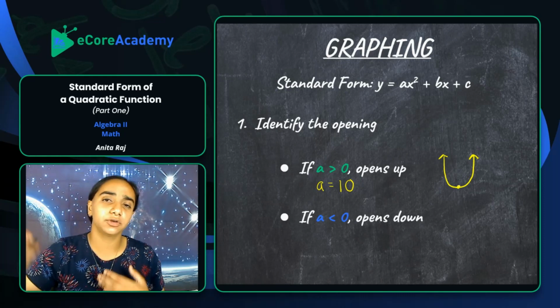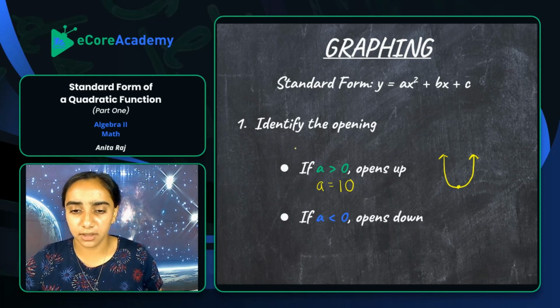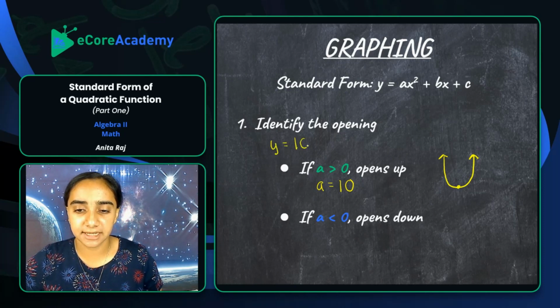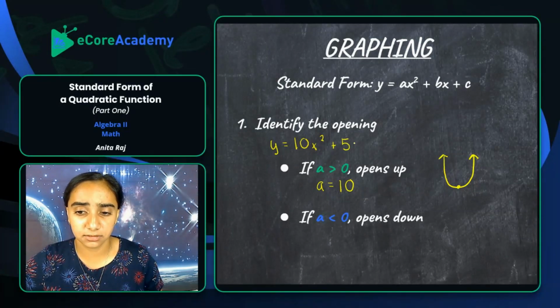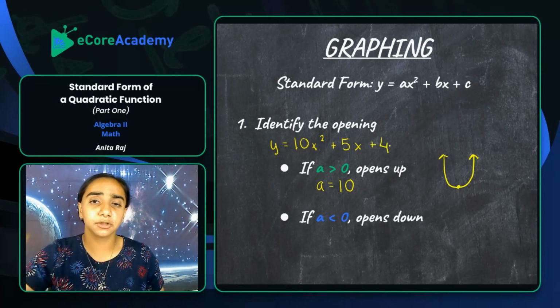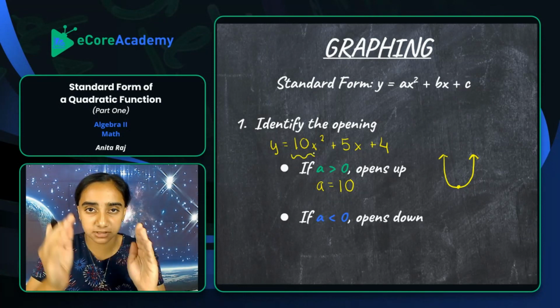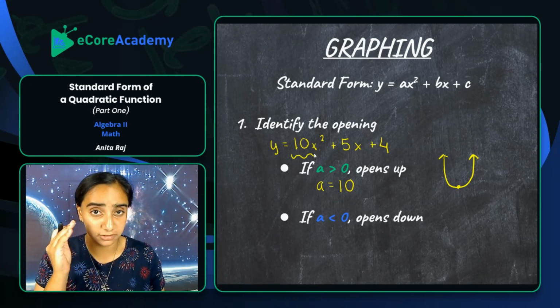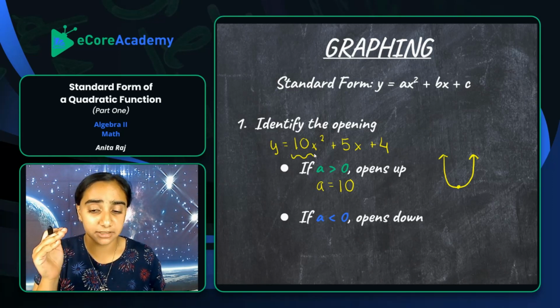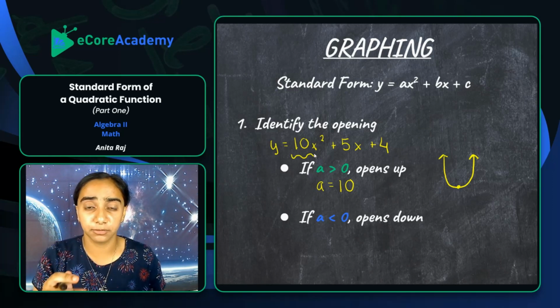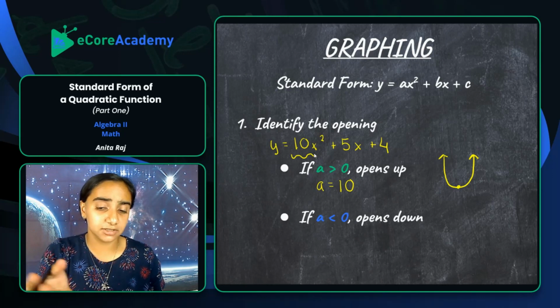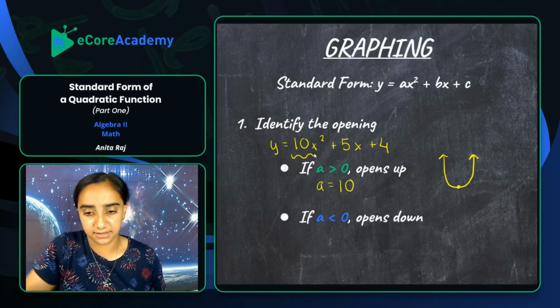Make sure when you're given a quadratic function in standard form, I'm just going to make up one. Let's say y equals, let's just use that 10x squared, plus 5x, I'm just going to make up a b term, plus 4, something like that. First, you want to look at this 10 right here, which is your A term. This is going to be the first thing you're going to be doing. Identify the opening. Does this parabola open upward, meaning A is positive, or does it open downward, meaning A is negative? Well, in this case, it's going to open upward because 10 is a positive number.